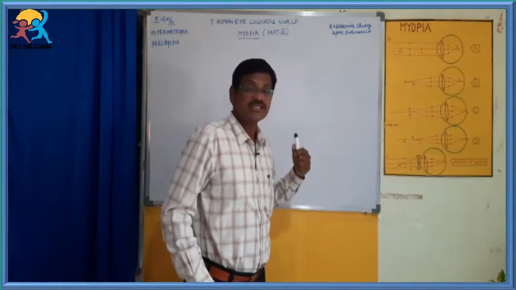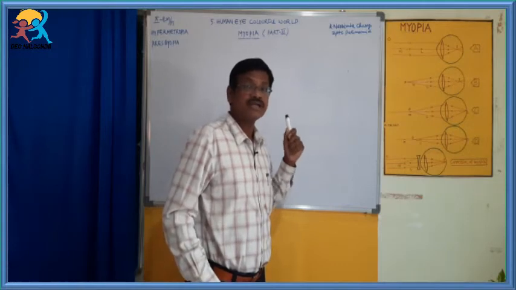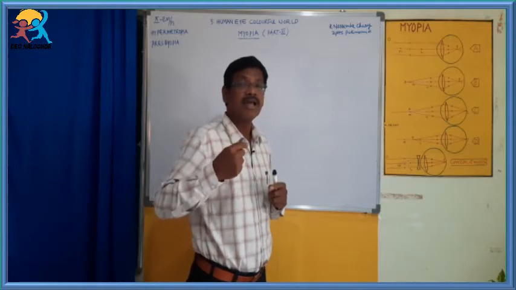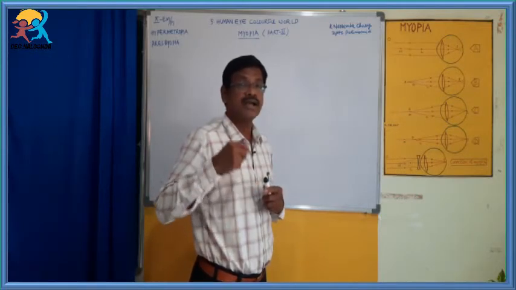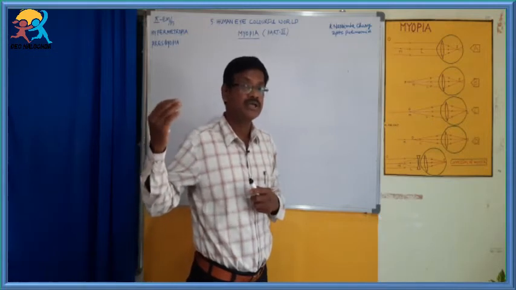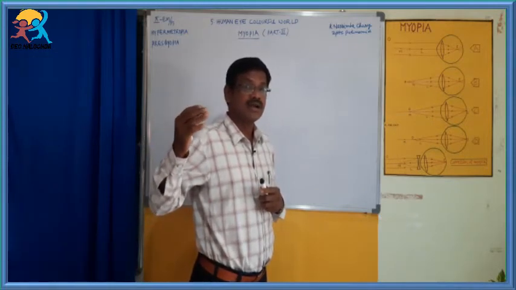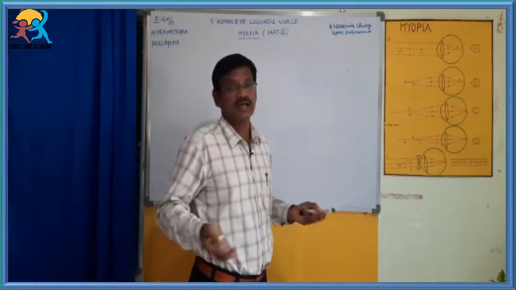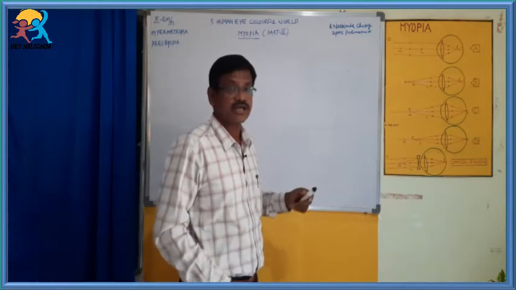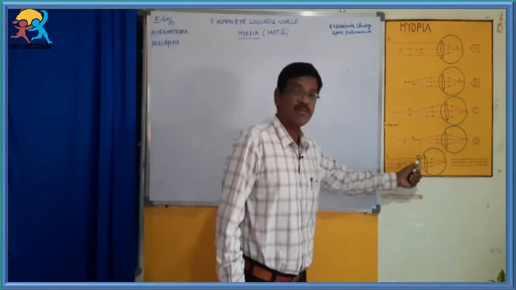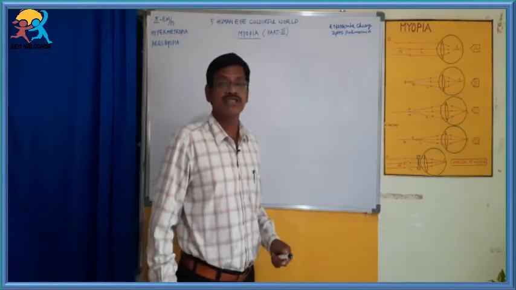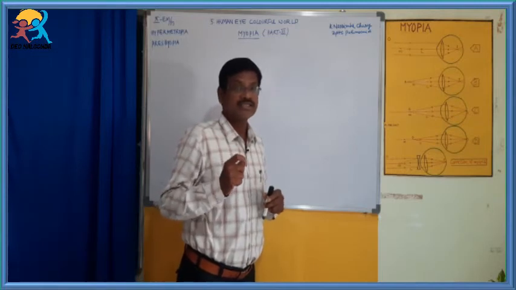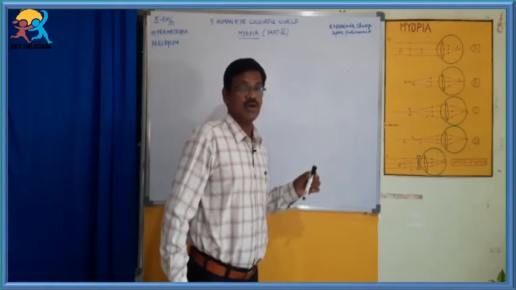When we try to bring the image of the object at long distance between M and L, the image acts as an object, and the rays coming from the image fall on the eye lens and, after refraction, form an image again on the retina, so that the object is clearly seen. So this is the correction of myopia. For that purpose, we use a concave lens. A concave lens is the correct lens that we use for correcting myopia.